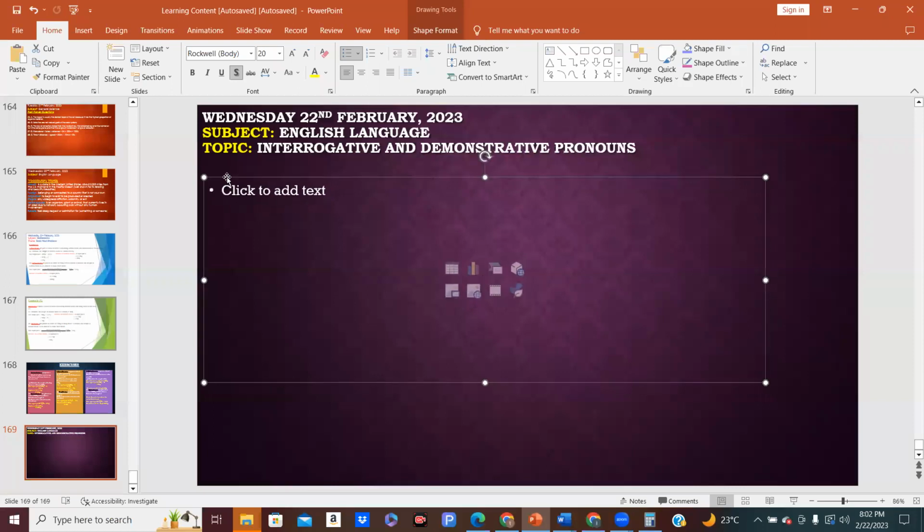So we're going to begin with a definition of interrogative pronouns. I think the hint is in its name. We already know what an interrogative sentence is: a sentence that asks a question. If I ask what it means to interrogate someone, it means to aggressively ask them questions. Interrogate means to ask questions, right?